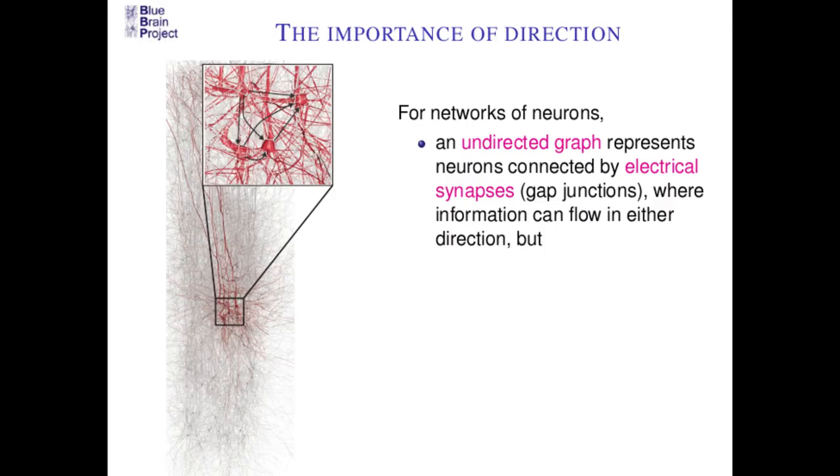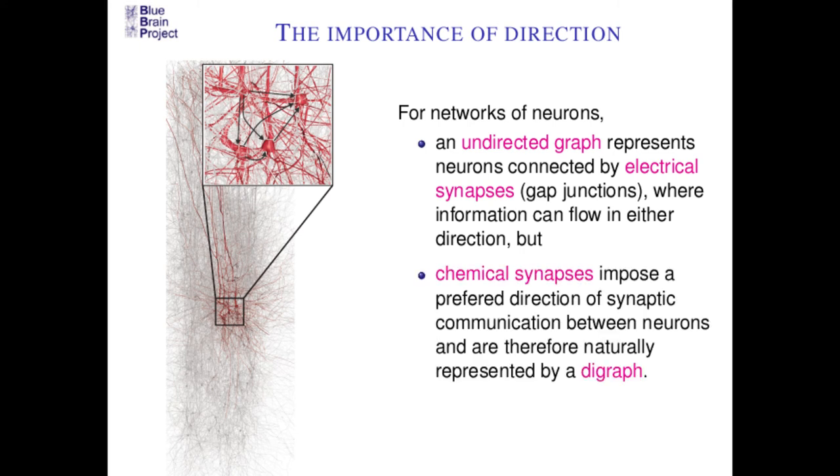So, one thing I want to insist on is the importance of the notion of direction. When we're thinking about this network of neurons, we really need to think about it in a directed way, because if you're thinking about direct electrical connections between neurons, then information can flow either way. But those are more rare in the network. What's more common are chemical synapses, where the direction of flow is really unidirectional. It goes from the axon to the dendrite, that's it.